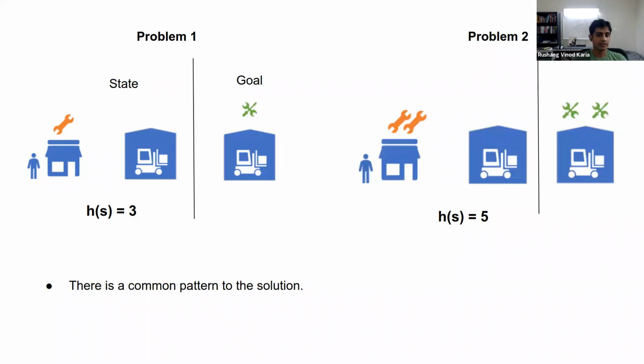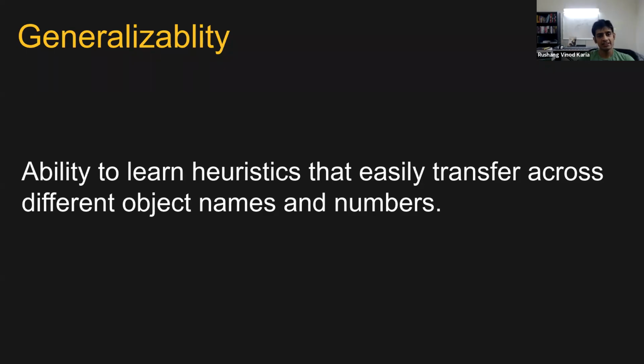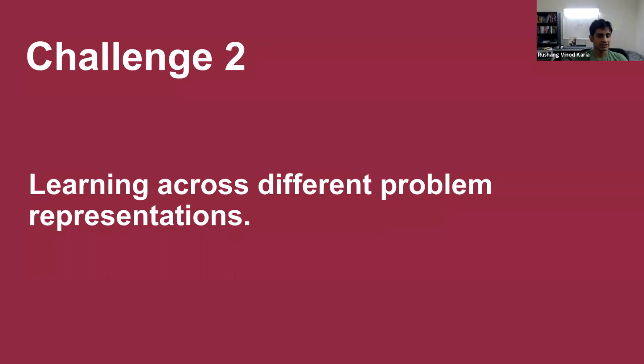Another problem is where there are common patterns to the solution, where, for example, for problem 2, where there are 2 spanners, the policy would just be to run a loop collecting all the required spanners and then moving to the warehouse once the required number of spanners have been collected. And this leads to a desirable property for learning heuristics, which is generalizability, where we can learn to transfer heuristics across different tasks independent of the object names and numbers. The second challenge is learning across different problem representations.